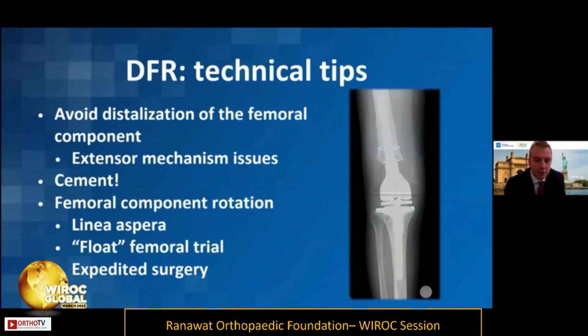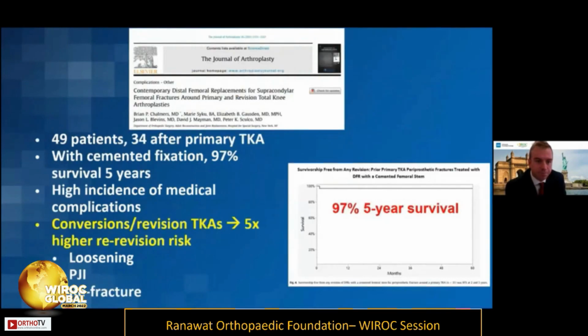And then finally, obviously, expedited surgery in these medically frail and complex patients to avoid high blood loss and potential post-operative medical complications. We published our series of distal femoral replacements for supracondylar fractures around primary and revision total knee replacements. We had 49 patients, 34 of which were after primary total knees. With cemented fixation in these patients, they had a 97% survival rate at 5 years. So an excellent fix in a primary knee is an excellent outcome for patients with cemented fixation.